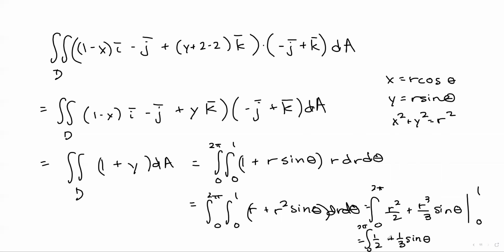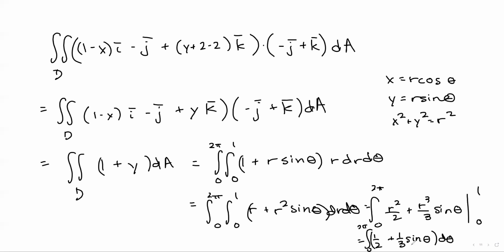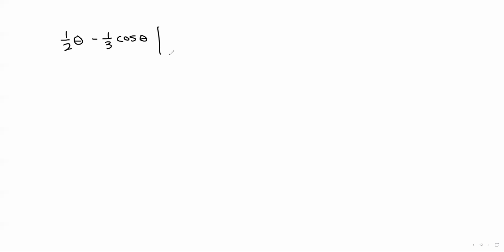We're so close, but I guess we'll do this on the next page because there's just nothing here. So the antiderivative of this would be 1/2 theta minus 1/3 cosine theta, since the antiderivative of sine is negative cosine. Then we want to evaluate that from 0 to 2 pi. That gives us 1/2 times 2 pi, that's pi, and then minus 1/3 plus 1/3, which cancels. So we end up with just pi.